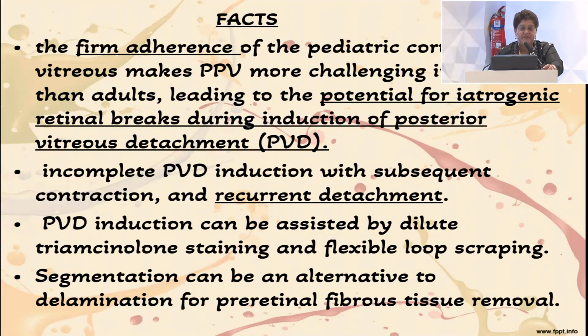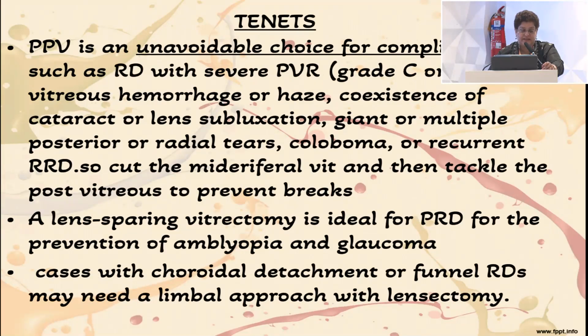Now, another technique is whereby you remove the mid-peripheral vitreous first, so that it separates the vitreous of the periphery and the posterior pole. Then causing a little traction on the posterior vitreous becomes much easier thereafter. But in unavoidable situations where there is a higher grade of PVR, you have to do a vitrectomy, if there is also a vitreous hemorrhage, or a cataract or lens subluxation, a giant tear, coloboma, or recurrent RD. So you do the procedure which I just spoke to you about.